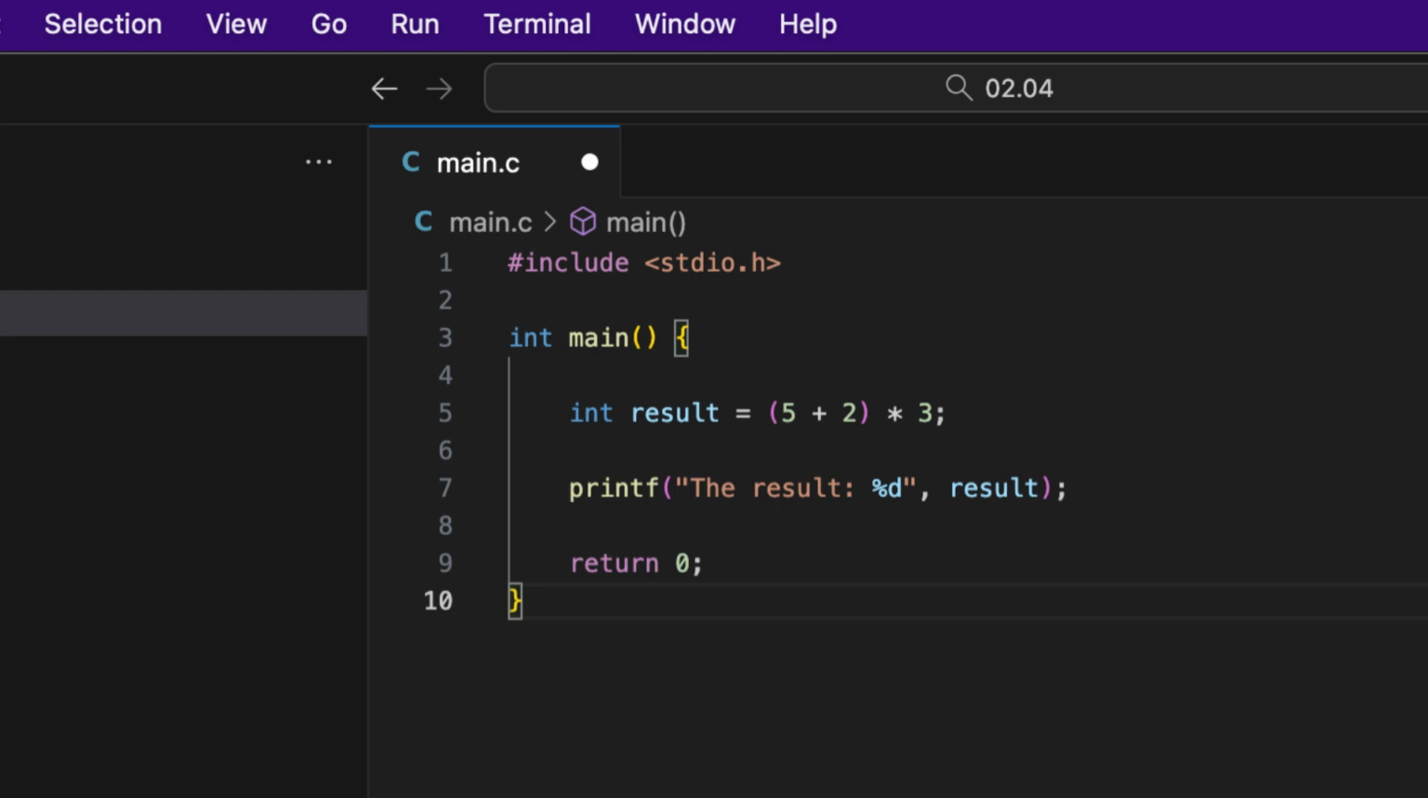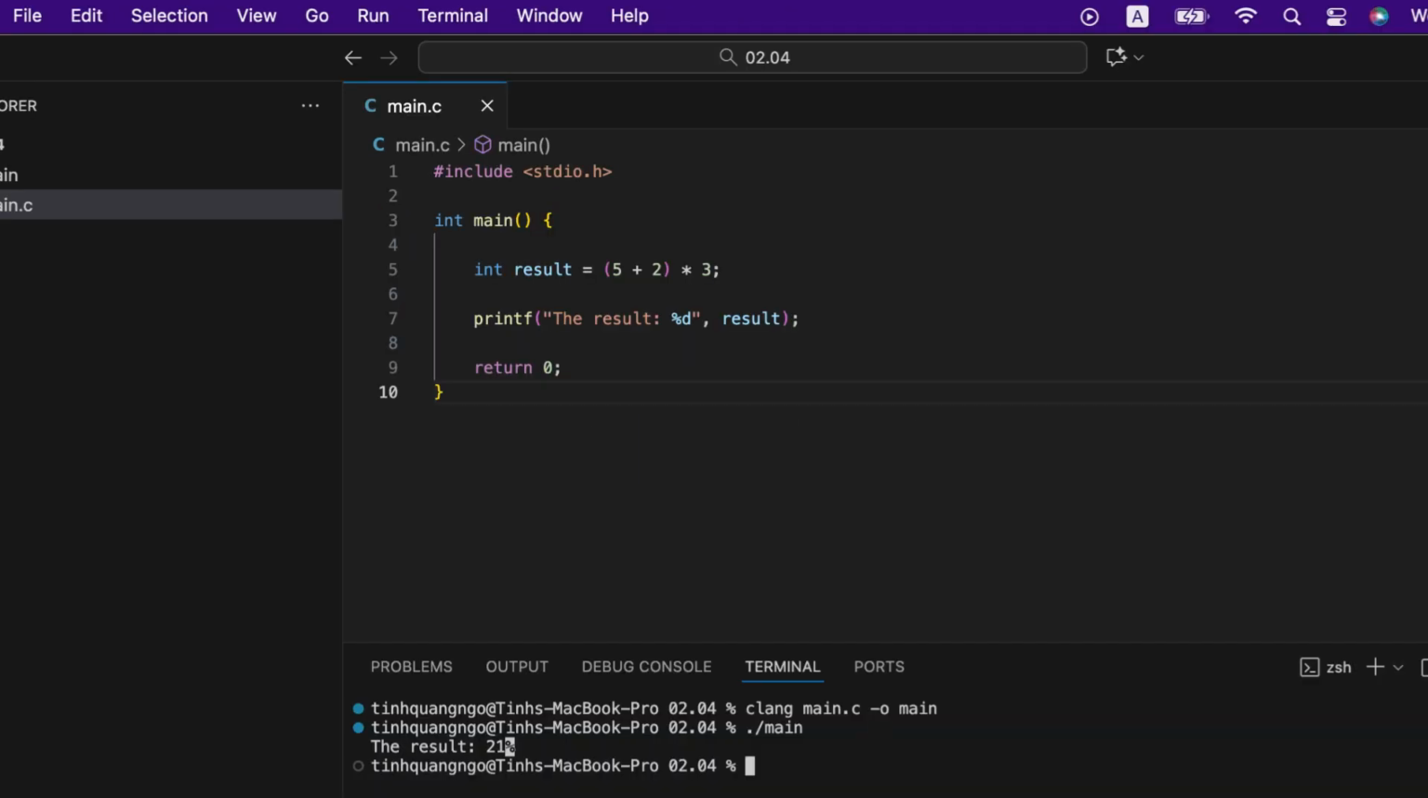If you want to do the addition first, you must use parentheses to force the order. Int result equals (5 plus 2) times 3. Now the result is 7 times 3, which is 21.